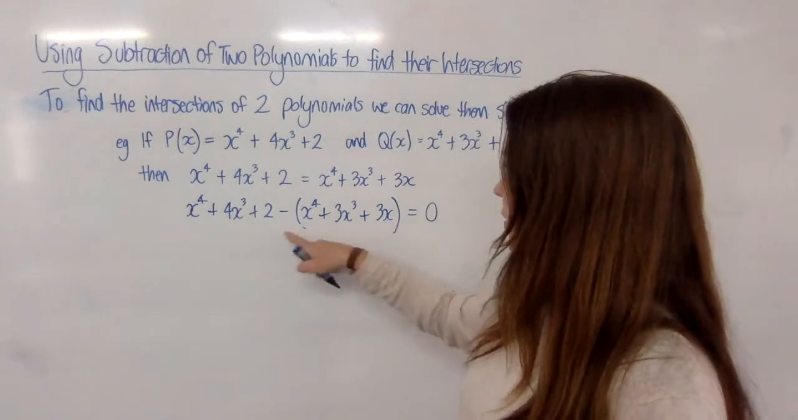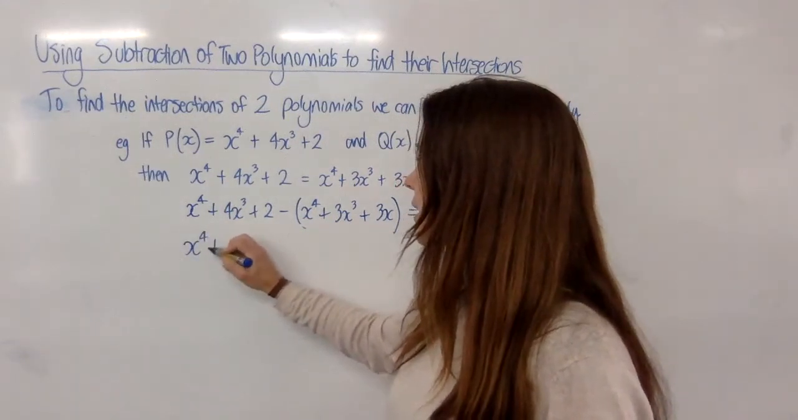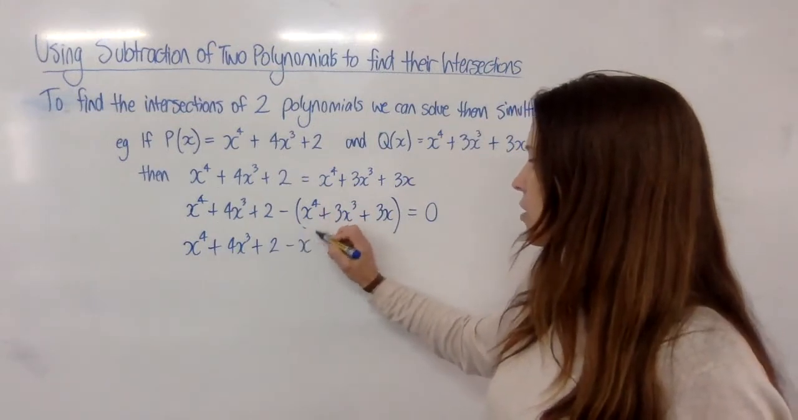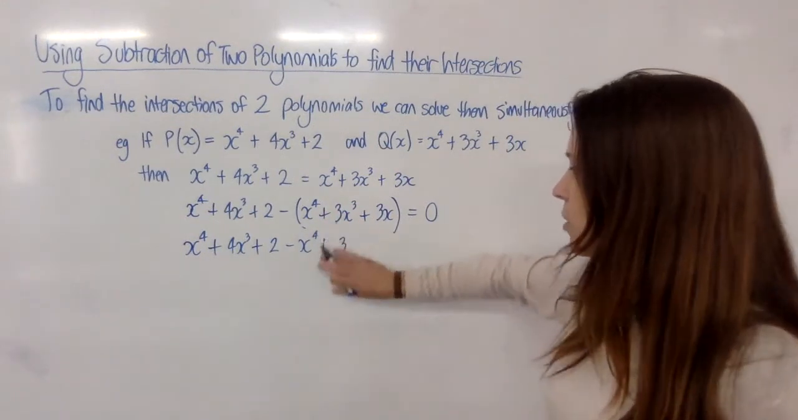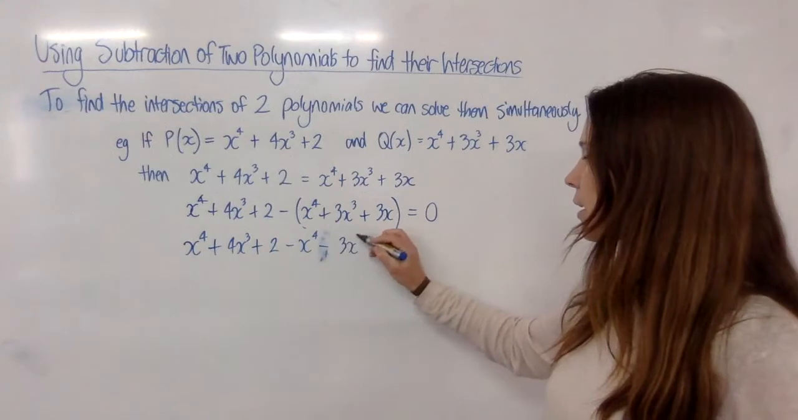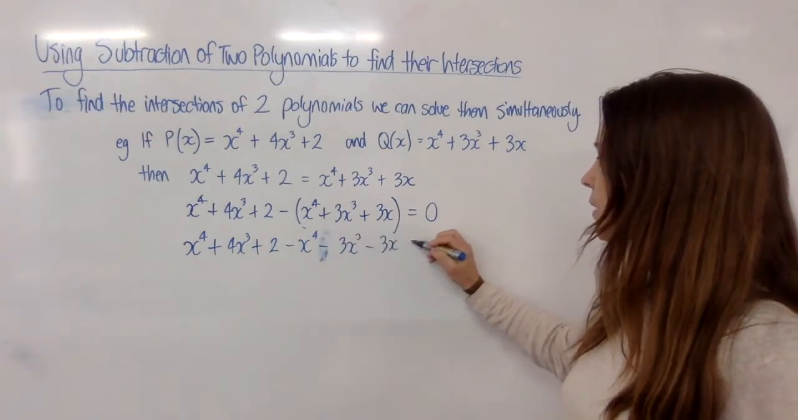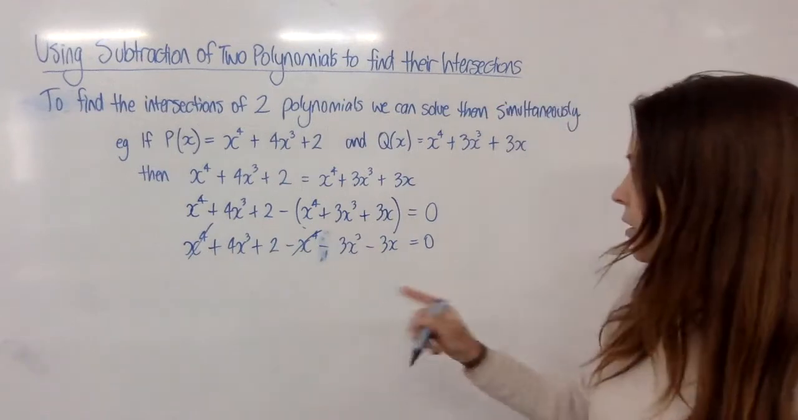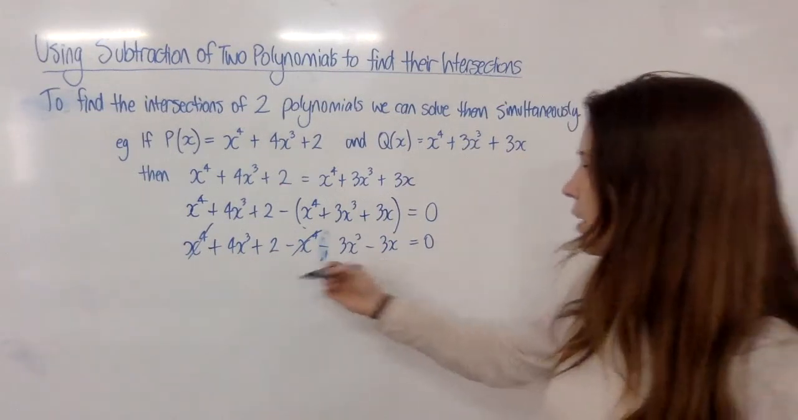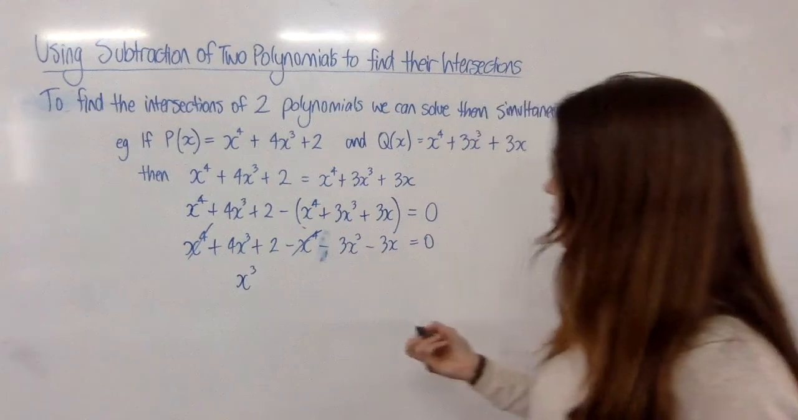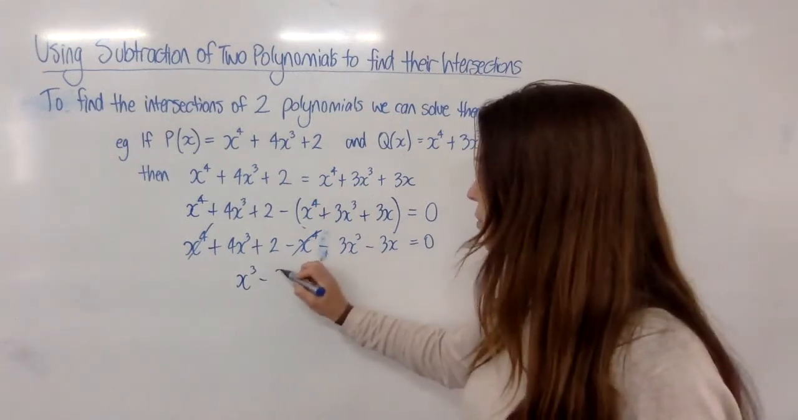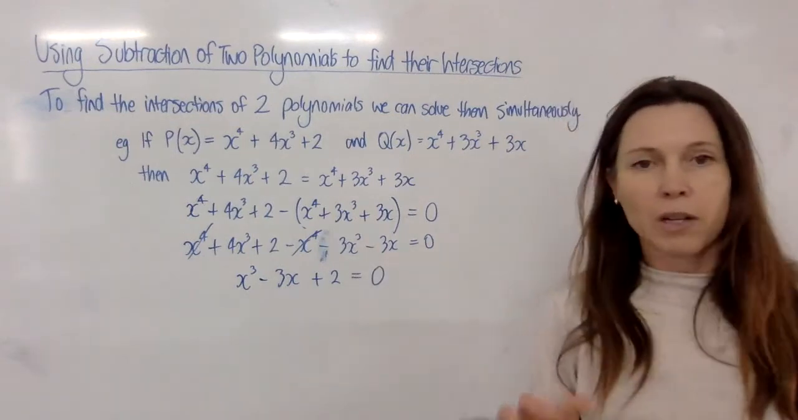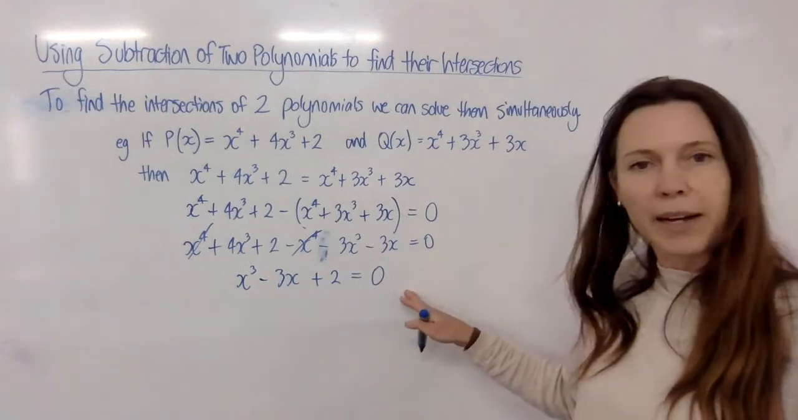Obviously, I'm going to need to be careful to avoid a sign error here, and that set of brackets is going to change the sign of everything, minus 3x cubed minus 3x. And then I can tidy up and see that my x to the power of 4 is gone now. I've got 4x cubed minus 3x cubed, so that's just giving me x cubed. And I've got negative 3 x's, and I've got plus 2, and all of that equals 0. So straight away I'm in a better place and I've sort of tidied up.